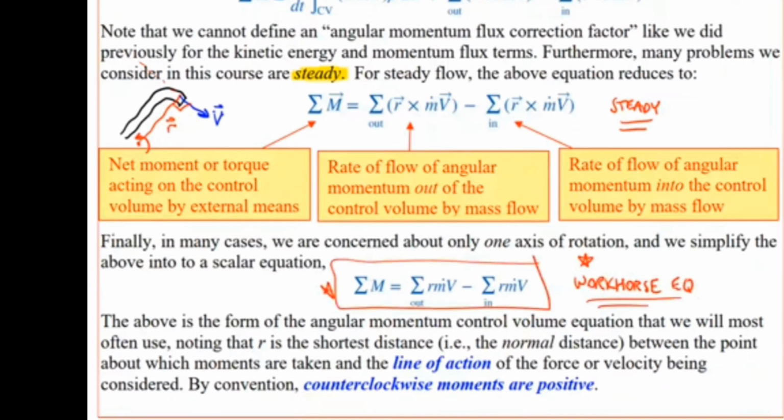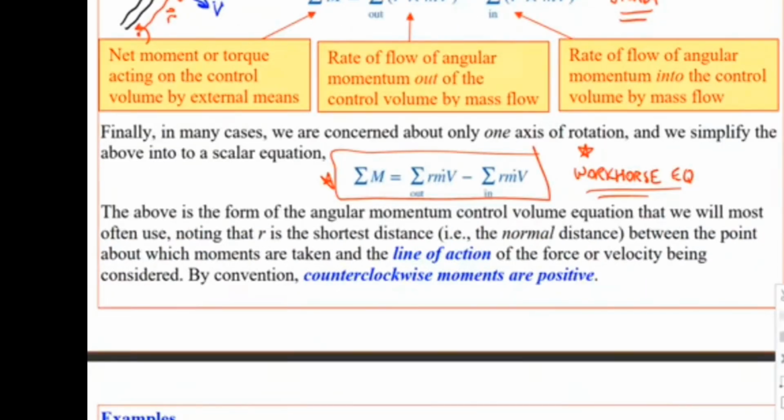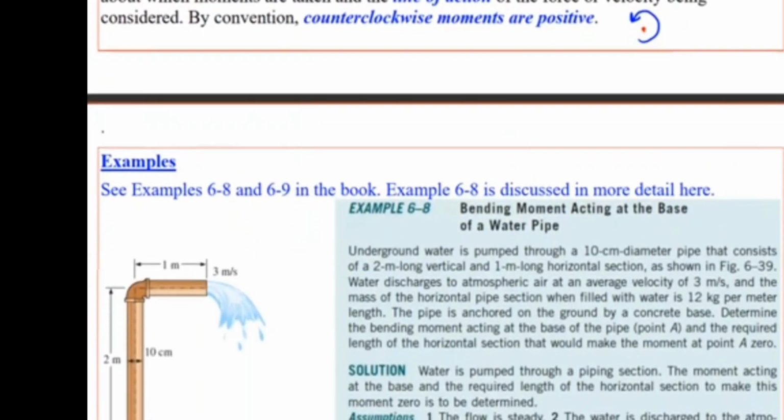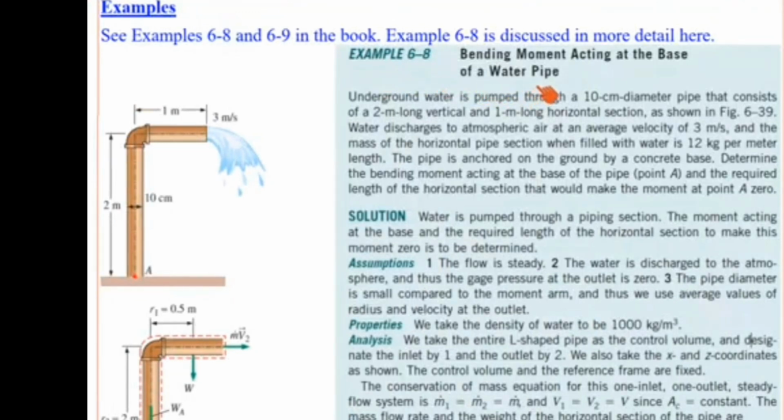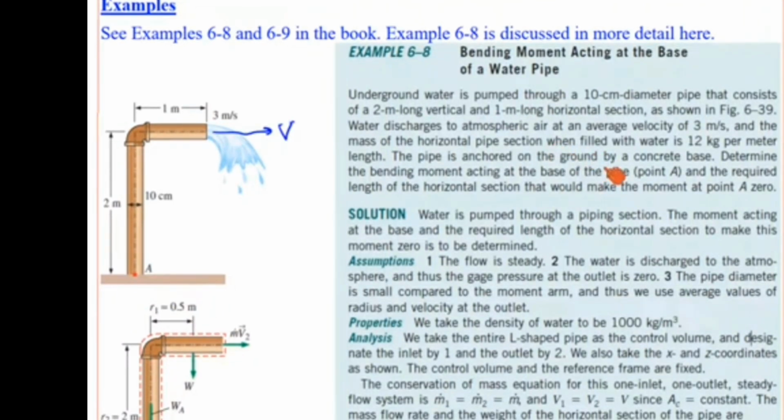When we're analyzing about this axis, r cross m dot V will also be a moment about that same axis, so the scalar equation becomes sigma M equals sigma out r m dot V minus sigma in r m dot V. This is our most useful, or workhorse, equation for angular momentum type problems. As I showed here, r is the shortest distance, or the distance at 90 degrees, to the outlet or inlet velocity vector. The sign convention holds true for forces by convention. Counterclockwise moments are positive using the right hand rule, where in this plane of the page, counterclockwise moments about that point or line coming out of the page are positive.